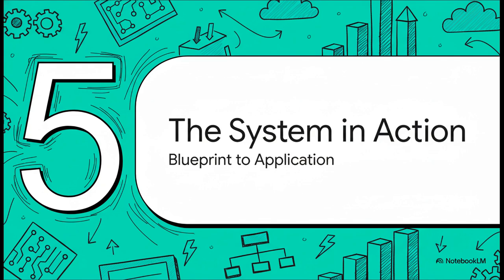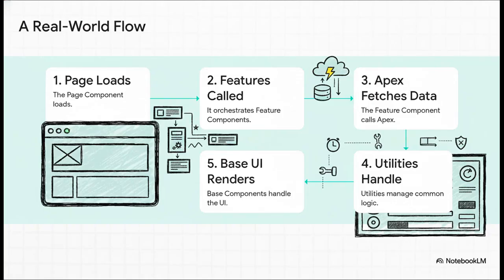So we've seen the structure and we've talked about the rules. Now let's see how this whole thing comes together to build a real, functioning application. This is where the blueprint really starts to shine. So imagine this flow, right? It all starts when a page component on a record page loads up. That page component then calls one or more feature components, let's say an account details component. That feature component then calls an Apex method to get its data. And all along the way, utility files might be used for things like formatting dates, and base components like a spinner are used to render that generic UI. See? Every part has its role and they all work together.